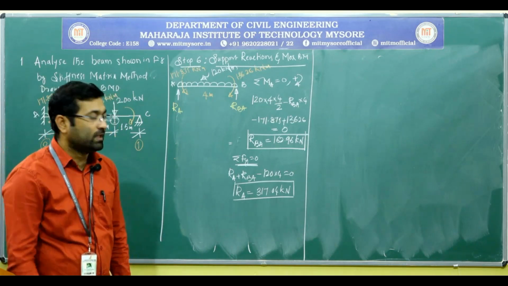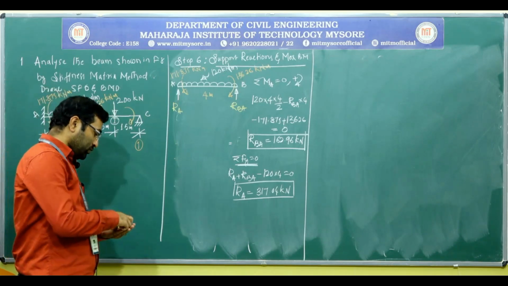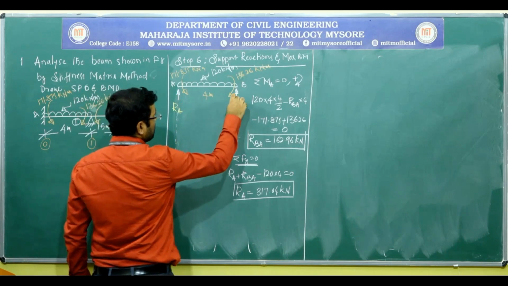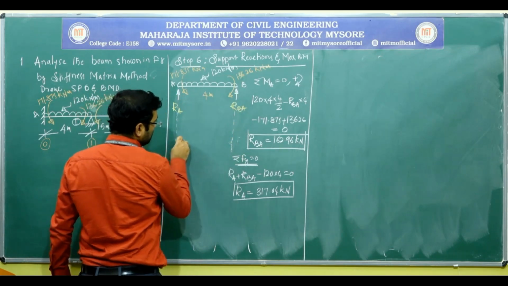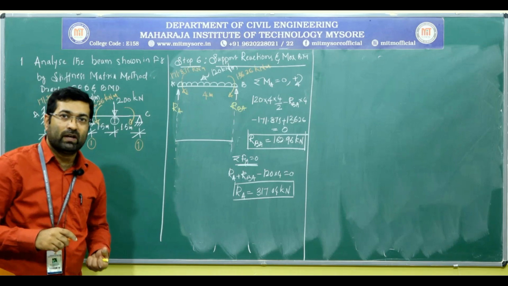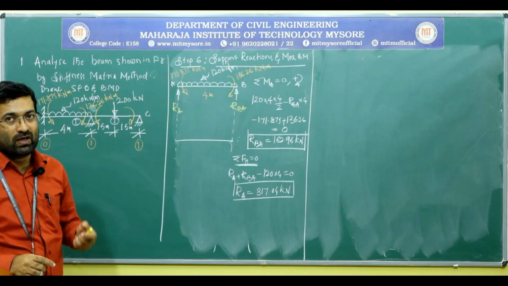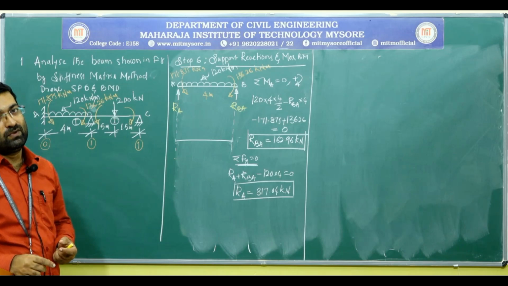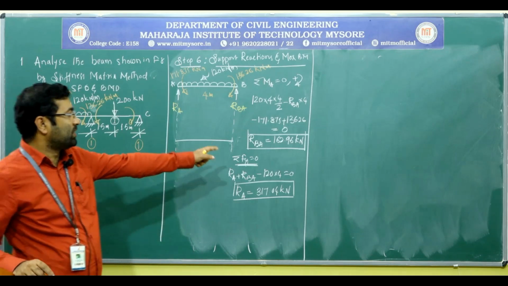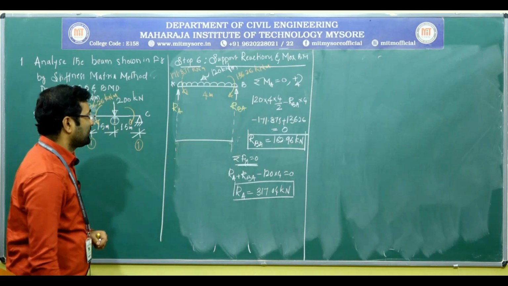Apart from calculating the support reactions, we also need to calculate the maximum bending moment. To do that, we need to draw the shear force diagram here. The reason is that we need to know where exactly the bending moment is maximum. We also know that wherever the shear force is 0, at that particular point the bending moment is maximum. So, with the help of the support reactions, let us draw the shear force diagram and determine the point where the shear force is 0.